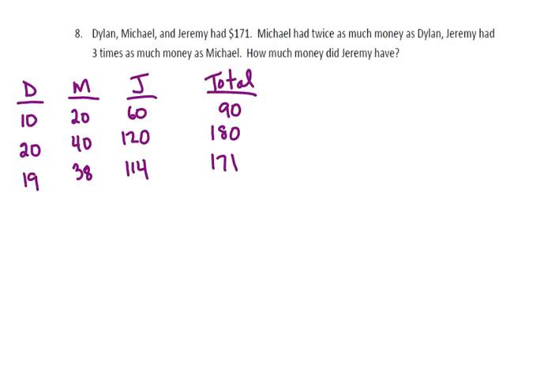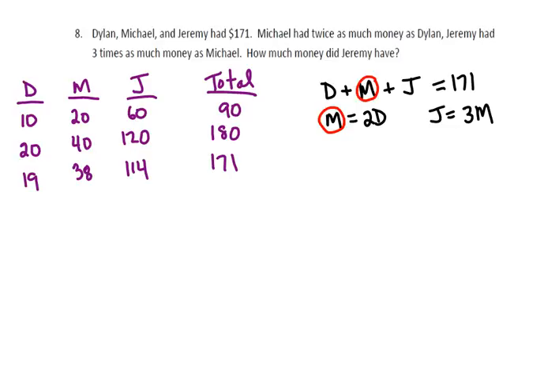Using an algebraic solution, we would get that d plus m plus j is equal to 171. However, we also know that m, Michael's amount, is 2 times Dylan's amount, and that Jeremy's amount, j, is 3 times Michael's amount. So we could just begin to substitute. In place of m, we can just write 2d, the other name for m. And in place of j, we can write 3m, the other name for j.